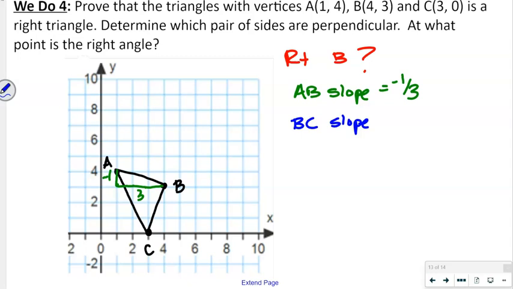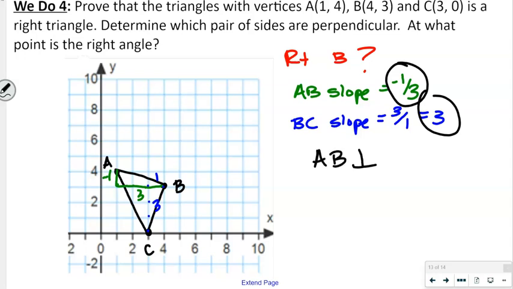So again, I'm going to go from C to B. I'm going up 1, 2, 3, and I'm going over 1. So that was up 3 over 1, which is equal to 3. Again, what do you notice about these two slopes? They are negative reciprocals of each other, right? So we can say AB is perpendicular to BC. So the right angle, again, is where? At angle B, right there, right?